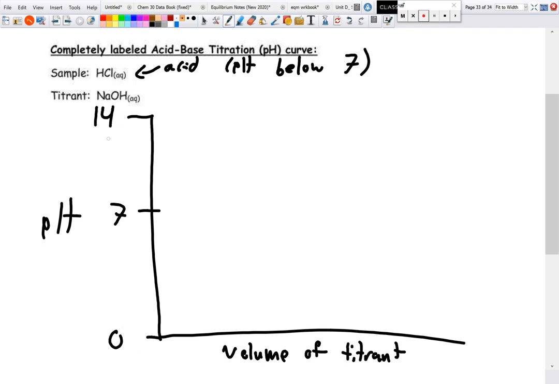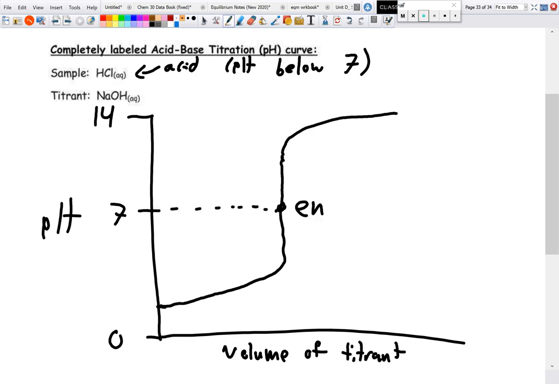Right, so just a general graph that looks something like this. If we know our sample is an acid, it needs to start below 7, so somewhere down here, right? As we add the volume of the titrant, if you know how the previous graphs look, the pH changes ever so slightly. When the reaction is done, we get a very steep portion going up, and then it kind of tapers off and goes up here, right? Where we know the end point is always going to be right at 7.